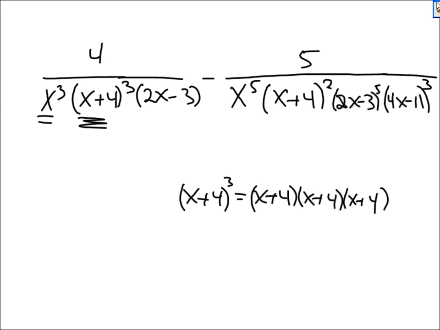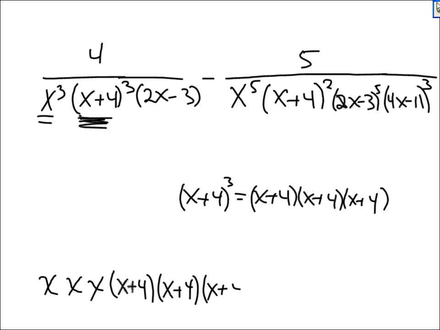X cubed, well, that means x times x times x. In fact, maybe I'll even write it down that way. And x plus 4 I didn't write down. In fact, I have to write it down 3 times: 1, 2, 3 times. And I need 2x minus 3 just 1 time. I need to see it 1 time.